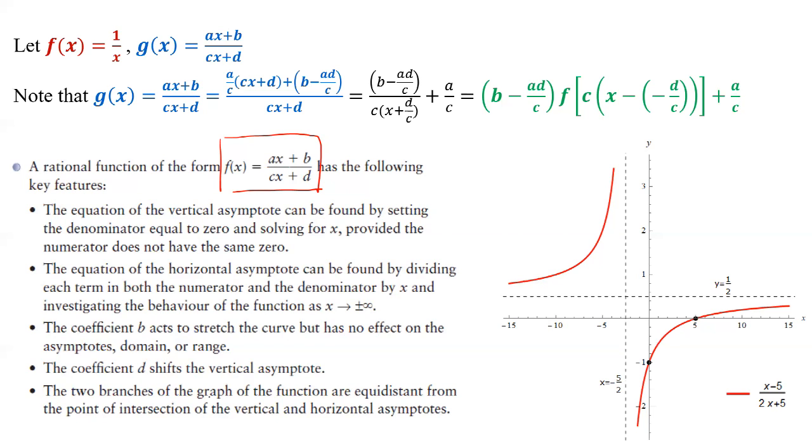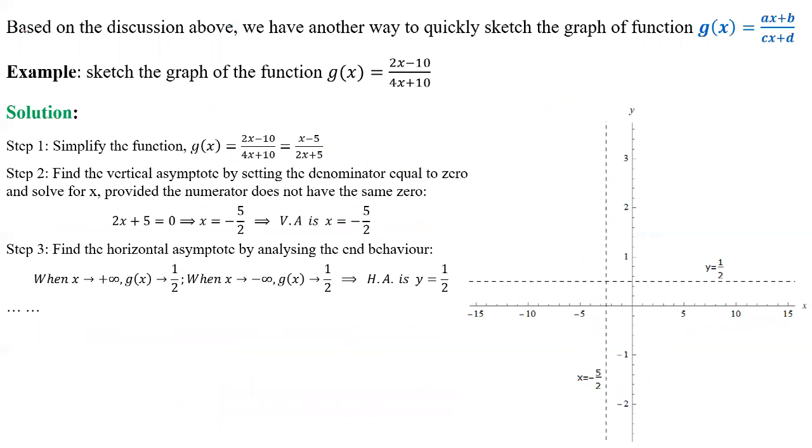The two branches of the graph of the function are equidistant from the point of intersection of the vertical and horizontal asymptote. Okay, so we can now make a conclusion. Based on the discussion above, we have another way to quickly sketch the graph of function g(x) = (ax + b) / (cx + d), right? So let's have a look at the quicker way to sketch the graph of the function g(x).